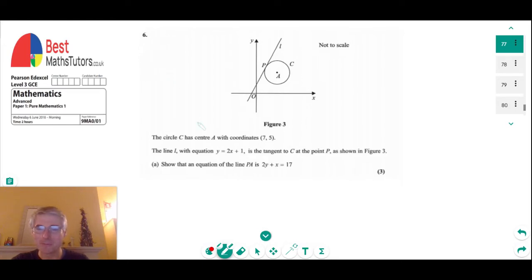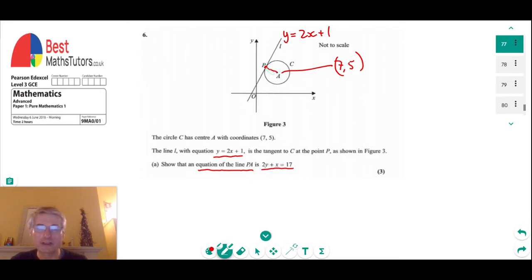So what we've got is a circle, C, that's got a centre A with coordinates 7, 5. And we've also got a line L with this equation, y equals 2x plus 1. What we're told is that it's a tangent to the circle at point P, and we've got to show that the equation of the line PA, the line going from P to A, is 2y plus x equals 17.